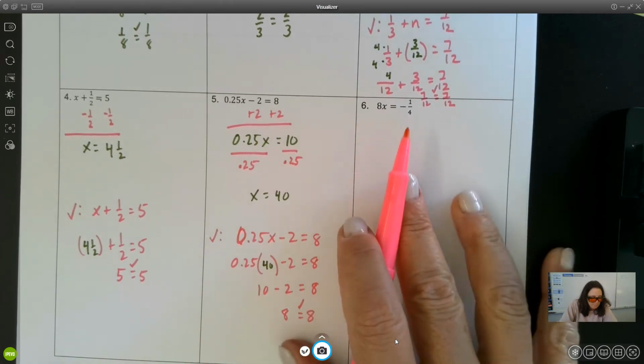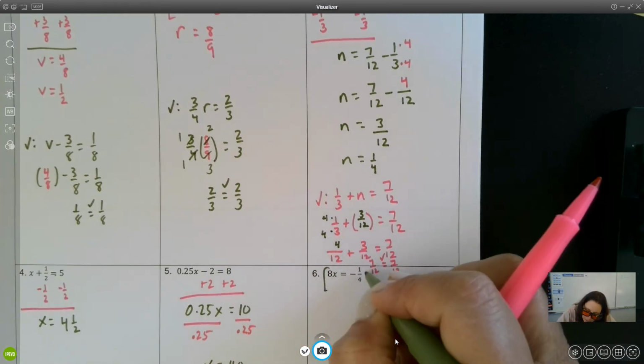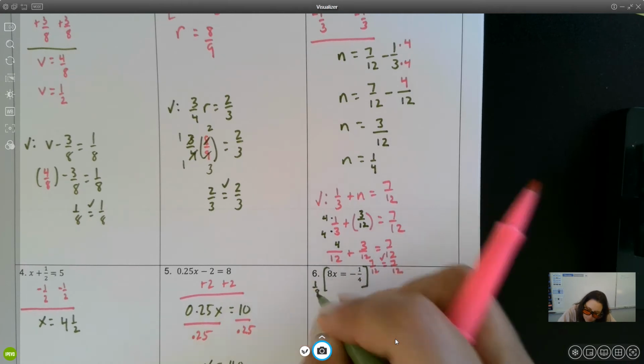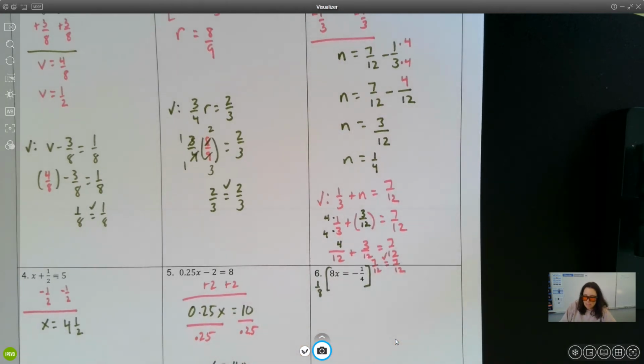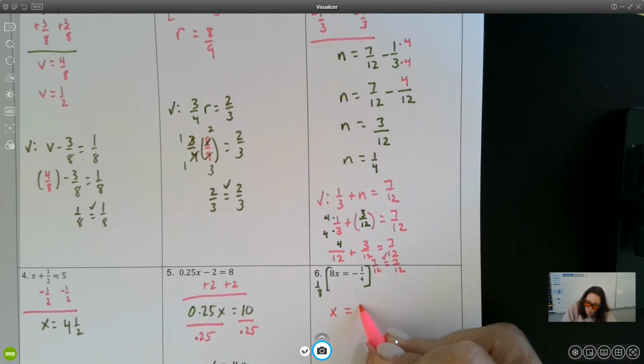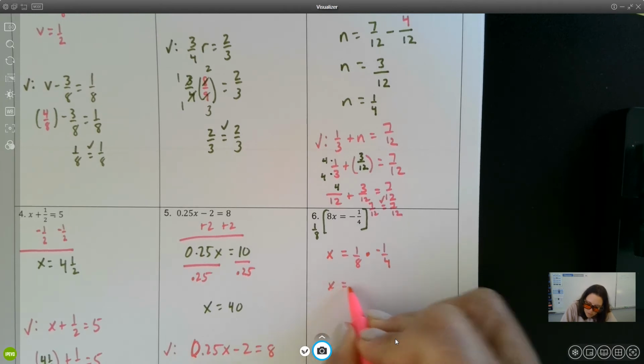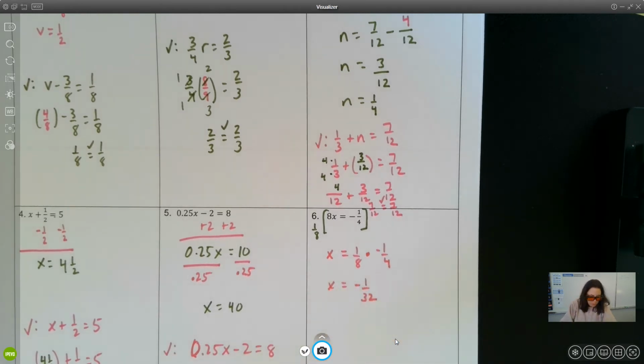All right, this guy. Okay, to get rid of a multiply by 8, wouldn't we divide by 8? But this thing divided by 8, ugly. So divided by 8 is the same thing as multiplying by 1/8. 1/8 times 8x is 1x. 1/8 times negative 1/4. Remember that negative can be in the middle, the top, or the bottom. It does not matter. So this is going to be negative 1 over 32.